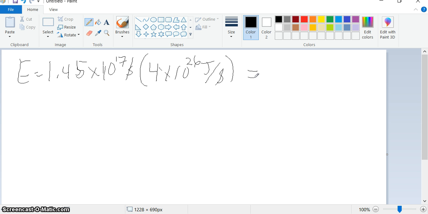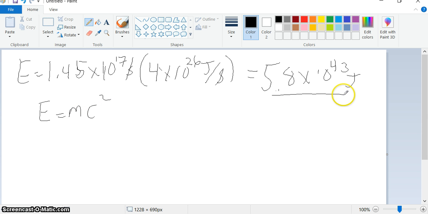Over the course of 4.6 billion years, the amount of energy that's come from the sun in all that time is 5.8 times 10 to the 43rd joules, which is a tremendous amount of energy. And so if we use Einstein's famous equation, E equals mc squared, now we know what E is, we're going to figure out what the mass is. C, of course, is the speed of light. The energy has to be in joules, the mass has to be in kilograms.